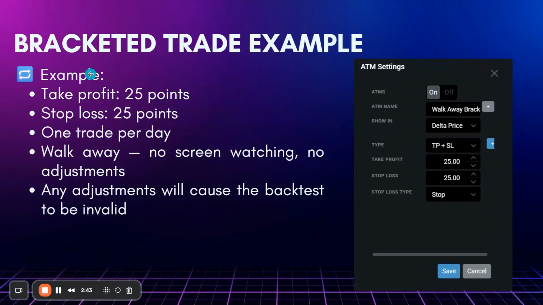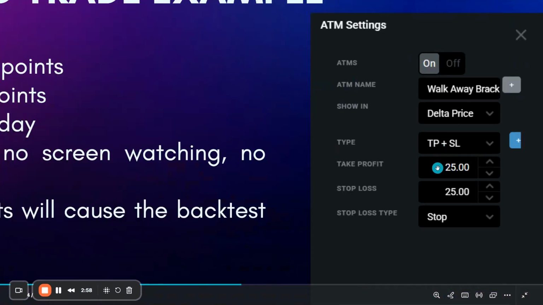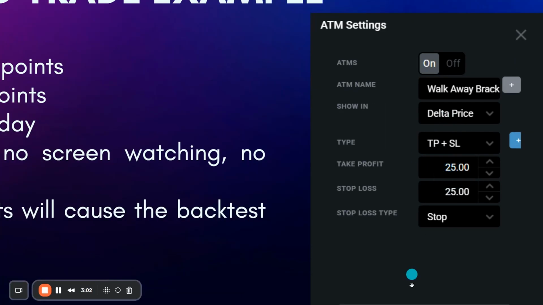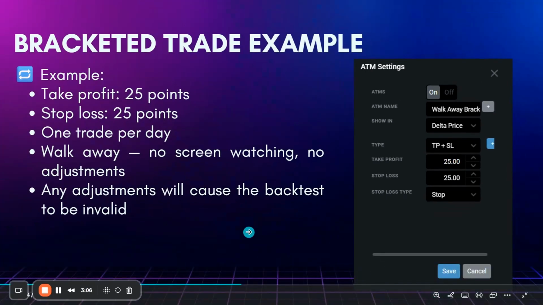This is an example of what I mean by a bracketed trade. You can also call it a one cancels the other, OCO. For example, let's say you have a take profit of 25 points, a stop of 25 points. This is what it would look like. You have a take profit 25, a stop 25, and then you enter your order, and that's it. You do nothing after. I know it seems insane to say that, but you should be able to walk away.